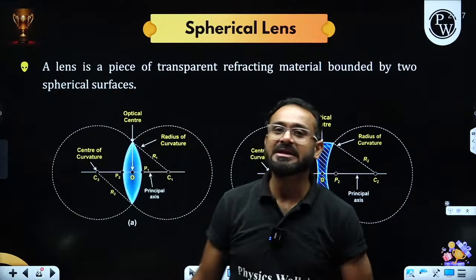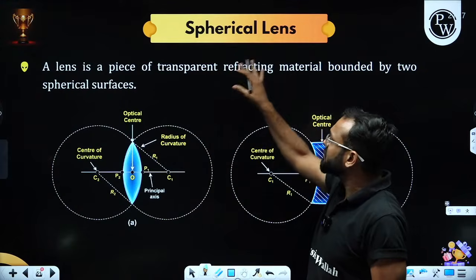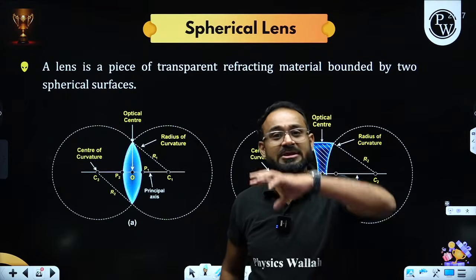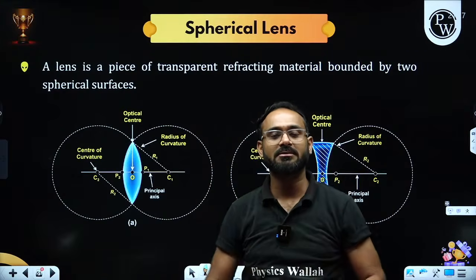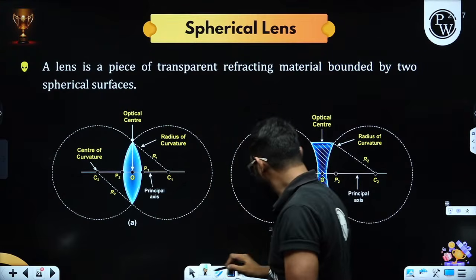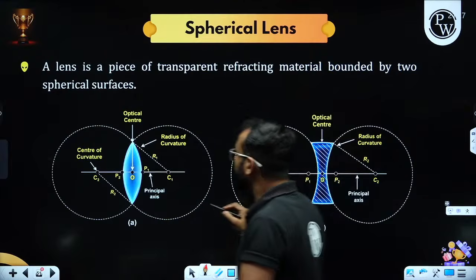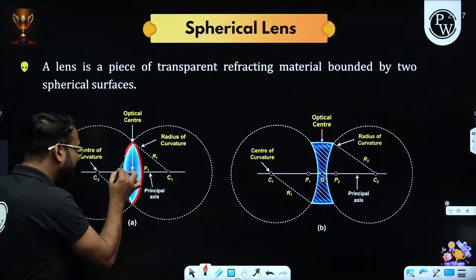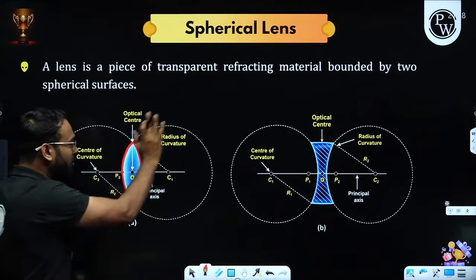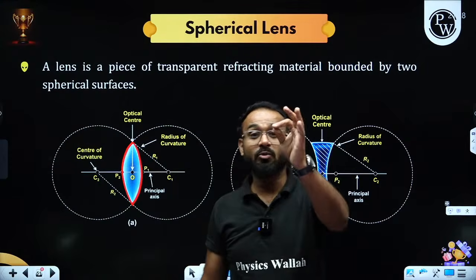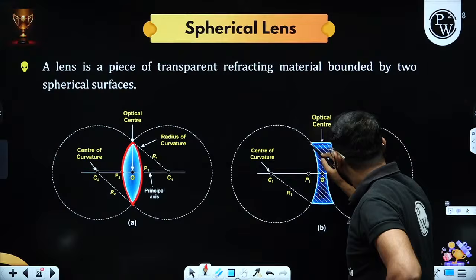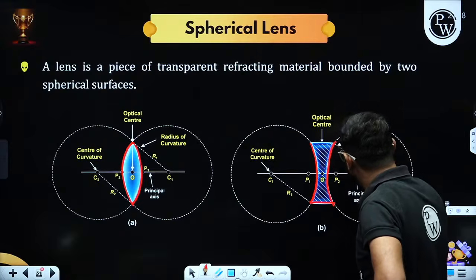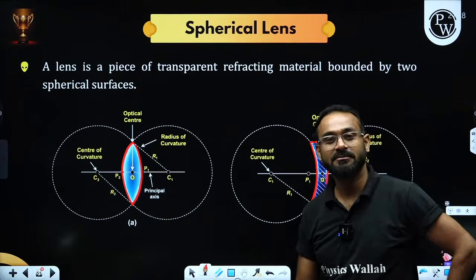What is a spherical lens exactly? A lens is a piece of transparent refracting material bounded by two surfaces. In the spherical lens, we take one spherical glass. Here we are going to take two, and we take this much portion from the first one and this much from the second, and on merging we get one lens. Similarly, this much part from one and this much part from two, and on merging we get another lens.